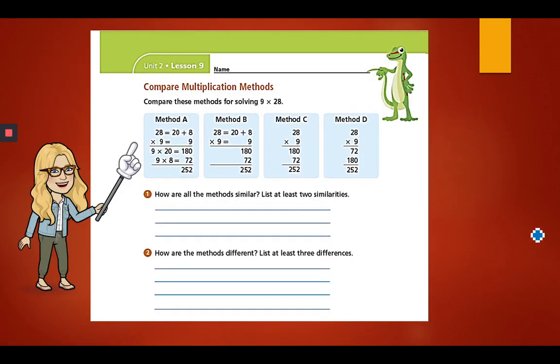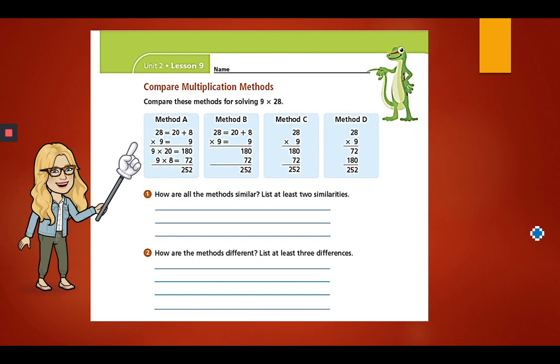Okay, so we're going to compare these methods. We've got method A, method B, method C, method D. We're going to analyze them now and compare them. So how are all these methods similar? List at least 2 similarities. You probably have some really great ideas, and if you have ideas that are different than mine, I would like you to write them down on your page so that I can see them, because I really love to see kids' ideas of how things are similar and different.